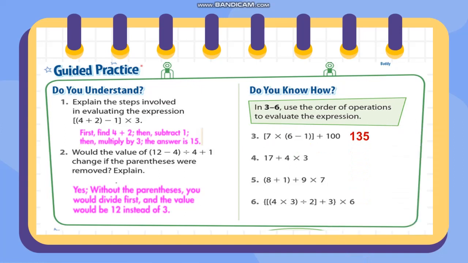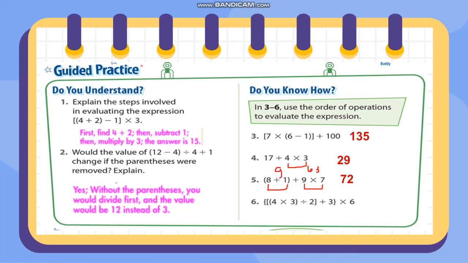Next, question number 4. In question number 4, 17 plus 4 multiplied by 3. By applying the rule, we need to multiply first. 4 multiplied by 3 is 12, plus 17, so the answer is 29. Here, parentheses first, 8 plus 1 is 9. Then, before we add, 9 times 7 is 63. So we have 9 and we have 63. 63 plus 9 is equivalent to 72.